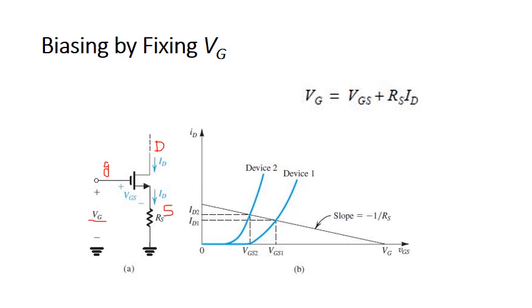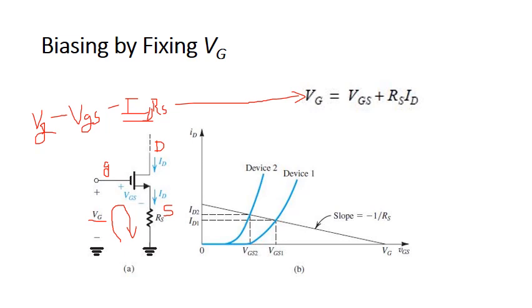So when we have a resistor RS in the source terminal path, now we have the voltage Vg, then we have the gate to source voltage. Apply KVL in this particular path, so we get Vg minus VGS minus ID RS. The current flowing through the source terminal and drain terminal is same, that is ID. So solving this, we get this equation: Vg equals VGS plus RS ID.